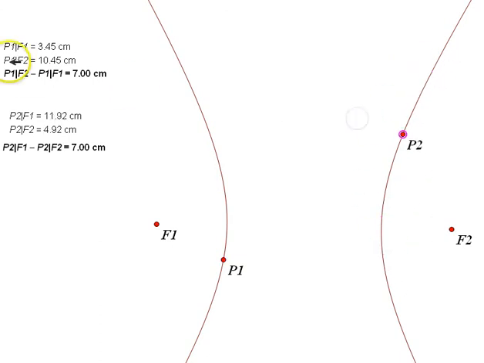So the difference between a hyperbola and an ellipse is that in a hyperbola, the difference of the distances is constant, whereas in an ellipse, the sum of the distances is constant.